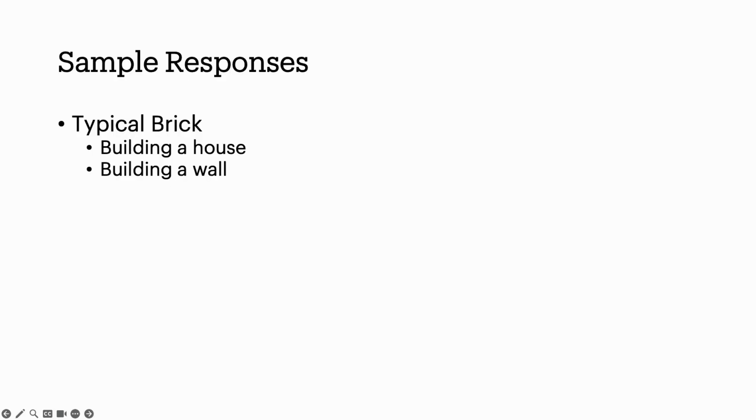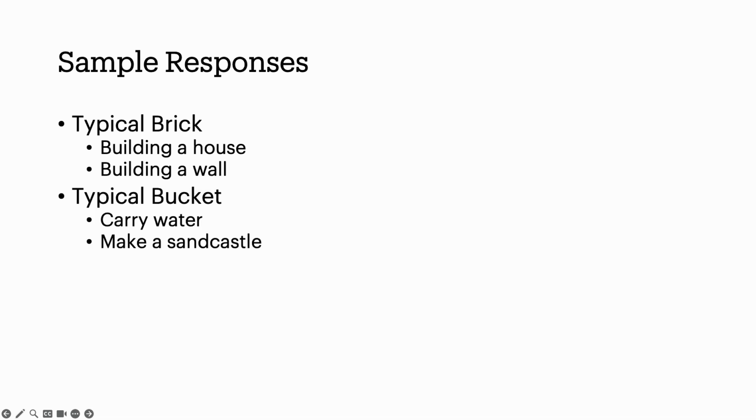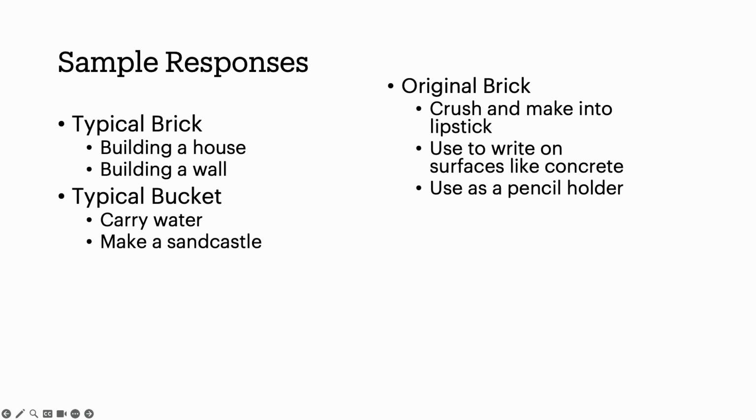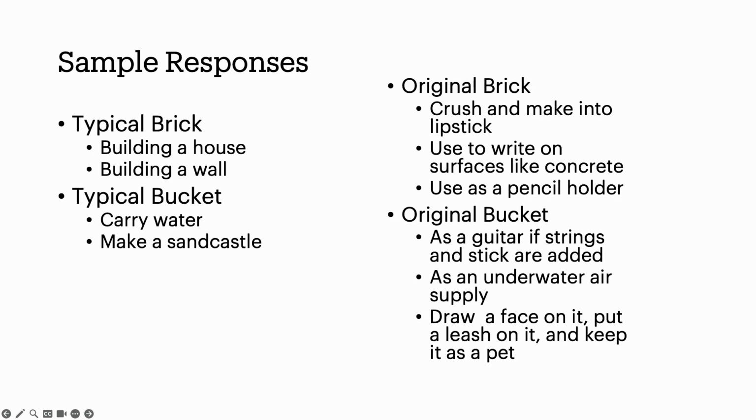People who didn't have ADHD would often say something like build a house, build a wall, carry water, make a sandcastle with the bucket. People with ADHD would say stuff like crush it and make it into lipstick, use it to write on surfaces like concrete, use it as a pencil holder, as a guitar if strings and a stick were added, as an underwater air supply, draw a face on it, put a leash on it, keep it as a pet. So you can see how these are far more original, more elaborated also, than the more typical responses. And what tends to happen when we do this in a group is people first start naming the typical things, and as we get further along in the conversation, people start coming up with more unique things.